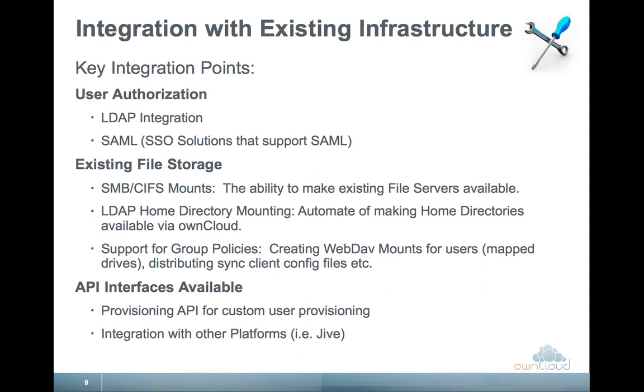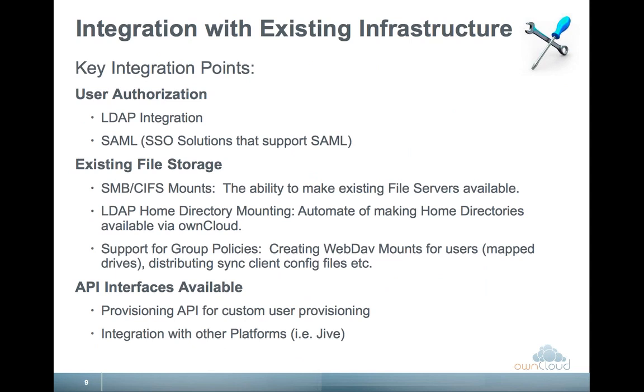For example, being able to create an SMB mount in an ownCloud server and then actually controlling who has access to that. Being able to mount LDAP-based home directories inside of ownCloud automatically is something we've got covered. And again, when I say this, guys, I'm not talking about having to take that directory structure and copy all that data over to a new set of storage. Just point ownCloud to it.